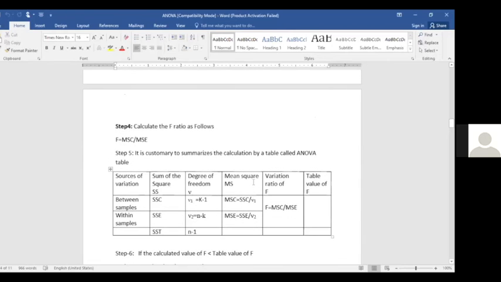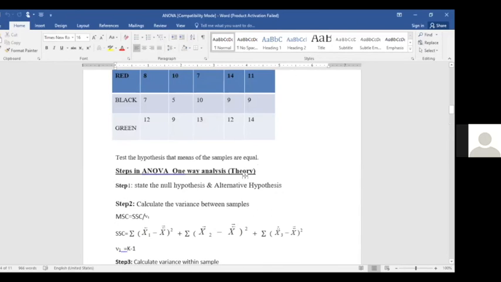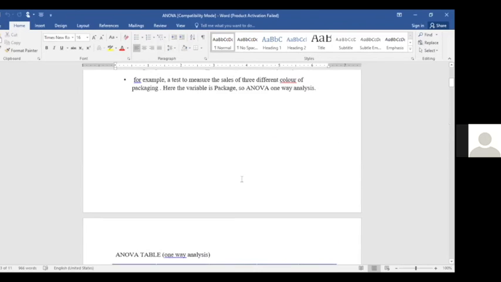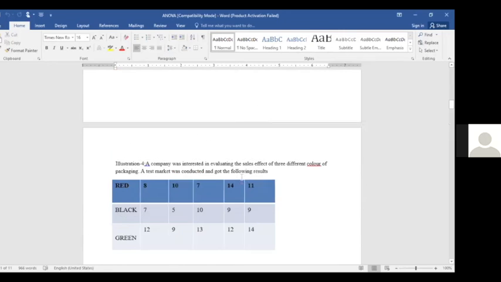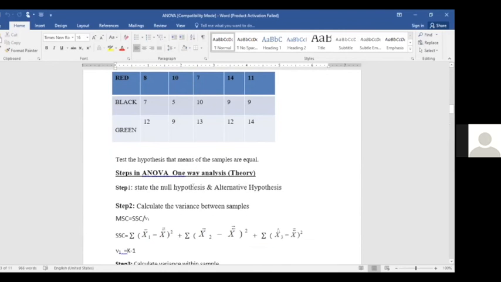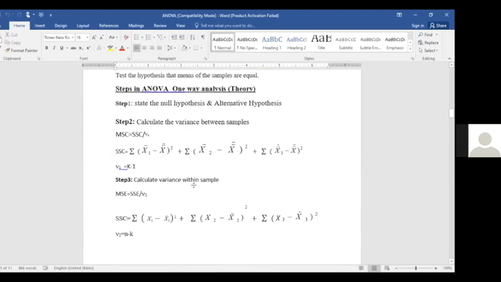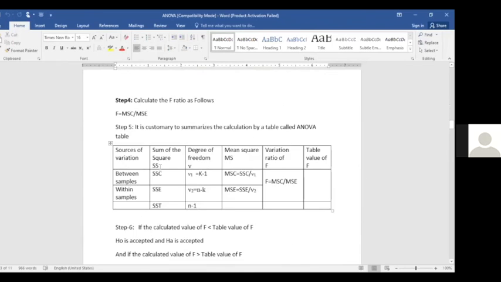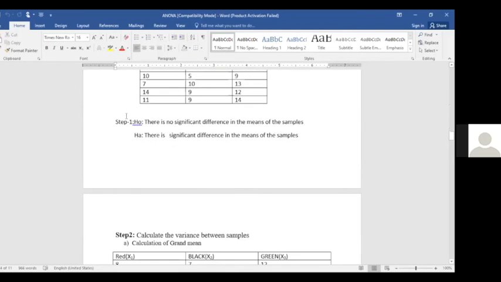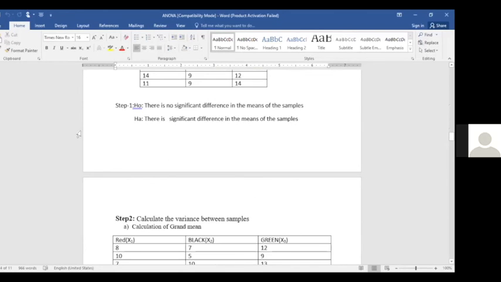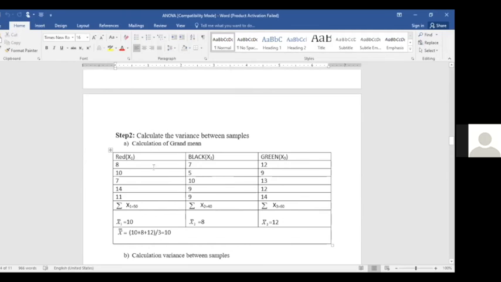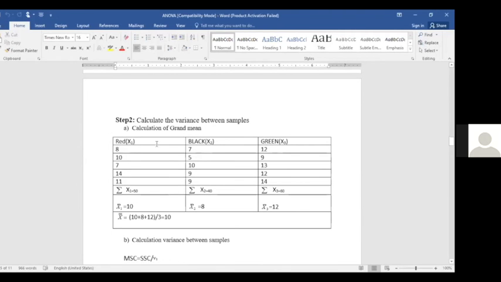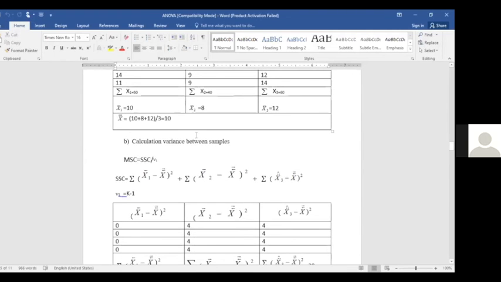So it is lengthy, but numerically we did it. There are 2 methods. One is the shortcut, another is the lengthy method. In the case of the shortcut, step 1 is stating the hypotheses: there is no significant difference, or there is significant difference. Then calculate the variance within the sample. For that, first you have to calculate the grand mean. After getting the grand mean, then mean minus grand mean.